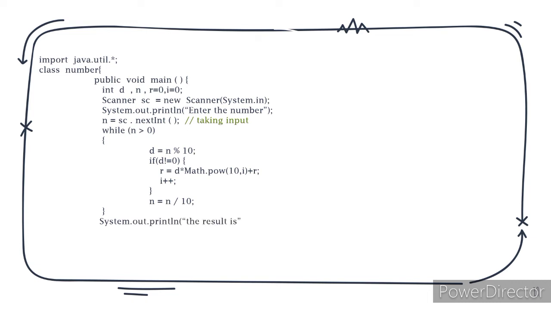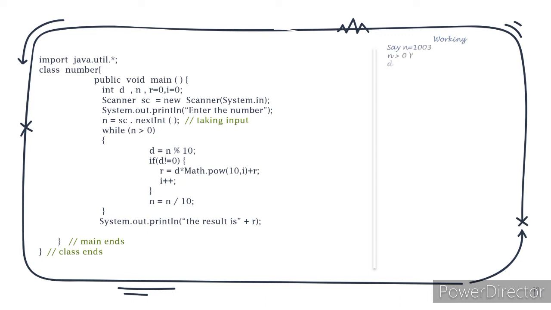So as you can see in the code, I have taken the digit d equal to n modulus 10, and I have checked that if the digit is not 0, then only it will be added to the result. So let us see the working of it. Say the number is 1003.